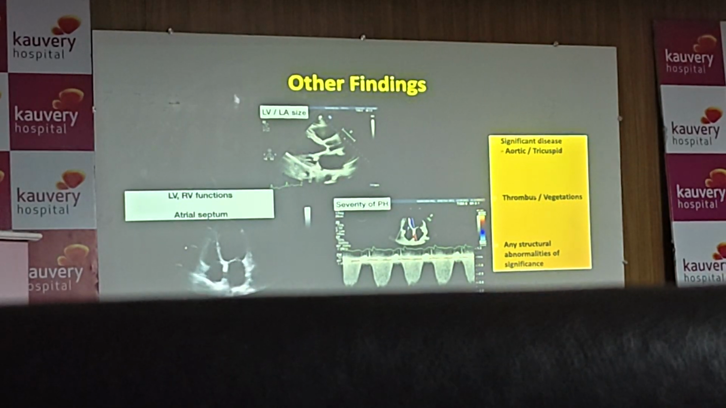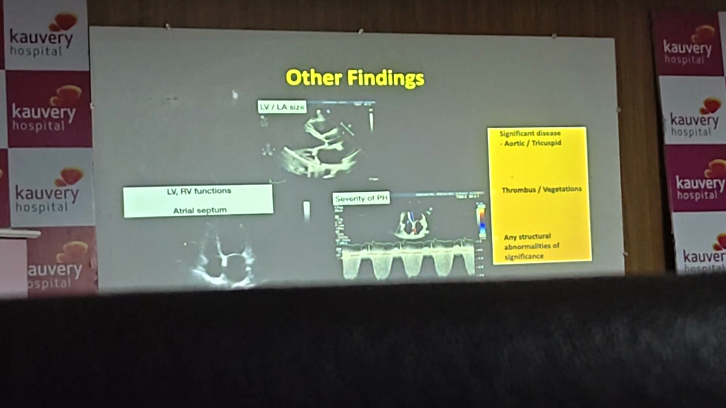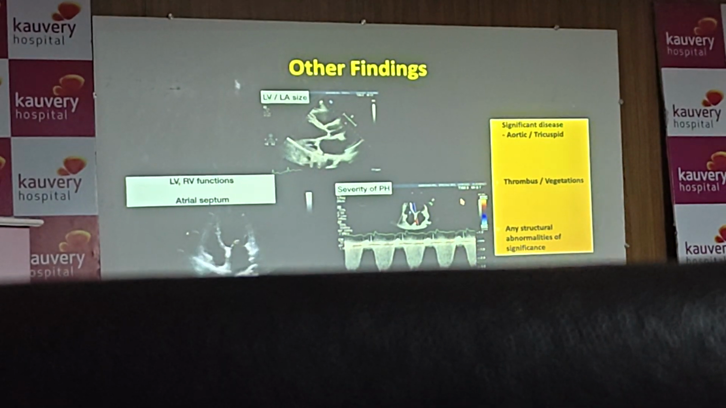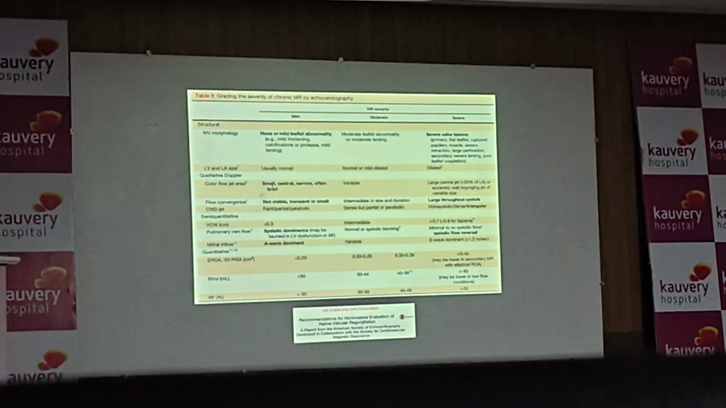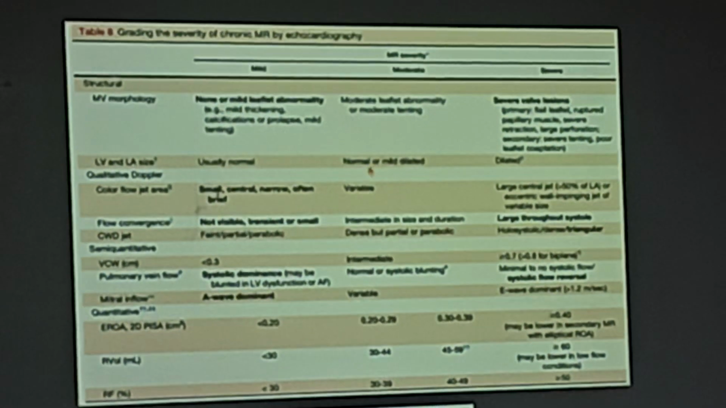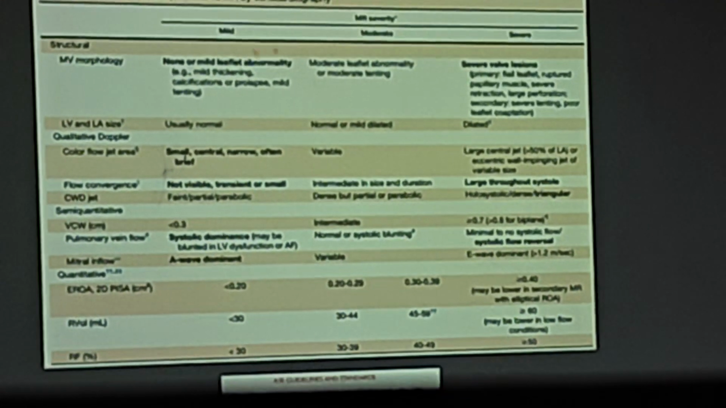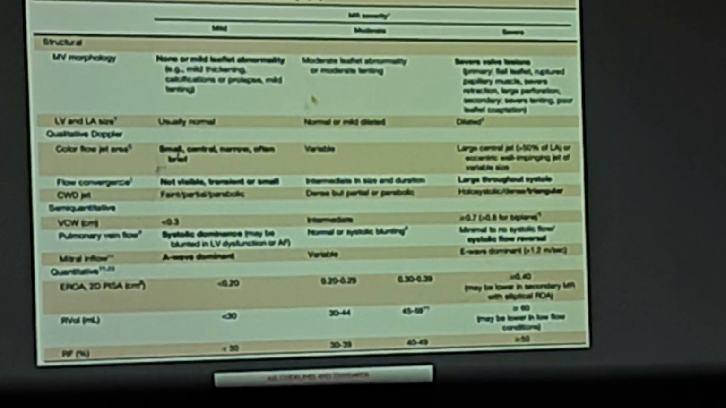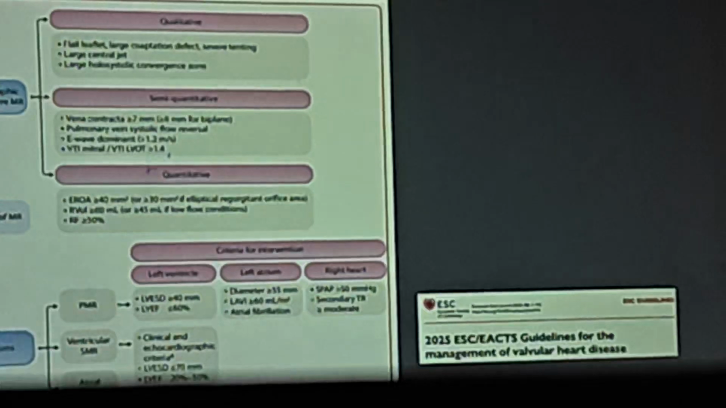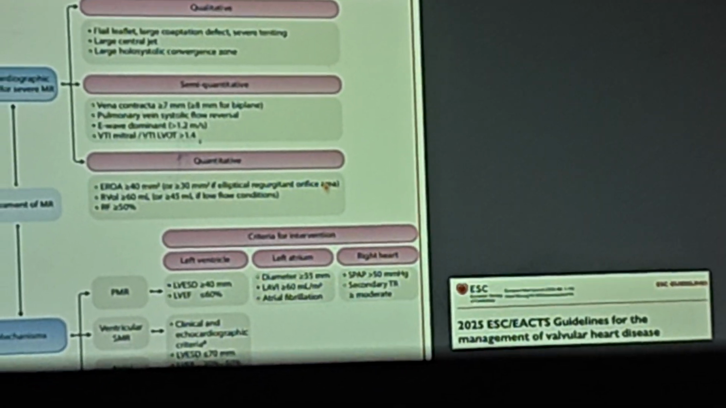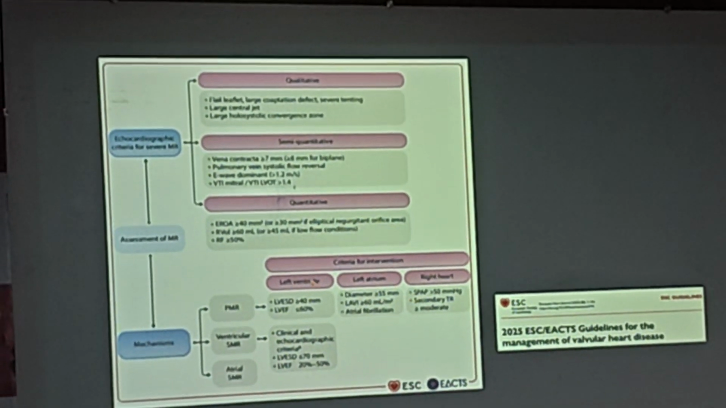And looking at any mass, vegetations, thrombus, and any other associated abnormalities also has to be factored. Then this is a regular table, so I'm not going to go into this in detail. This is from the American Society of Echocardiography, on how to look at the grading and the severity of MR. This is available quite easily. And then you have the guidelines from the societies, and this is one which I picked up.